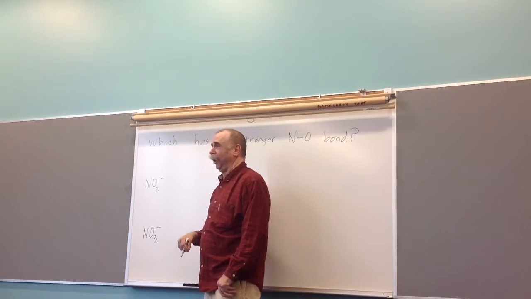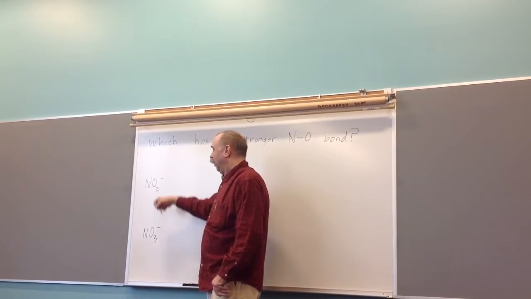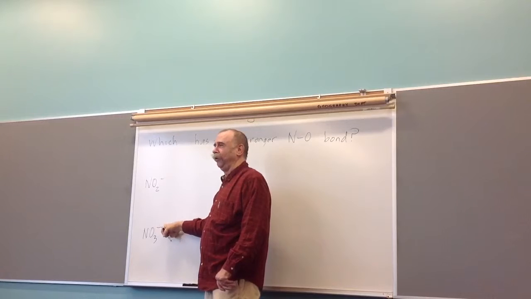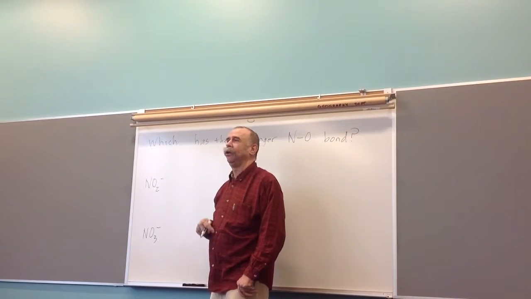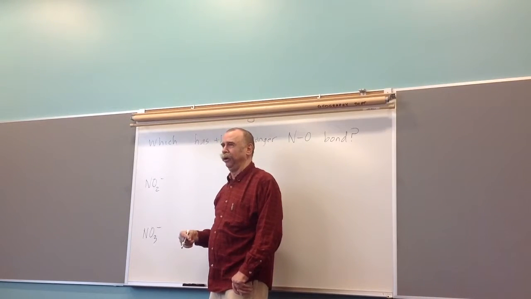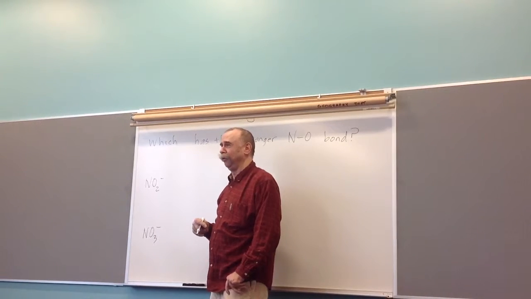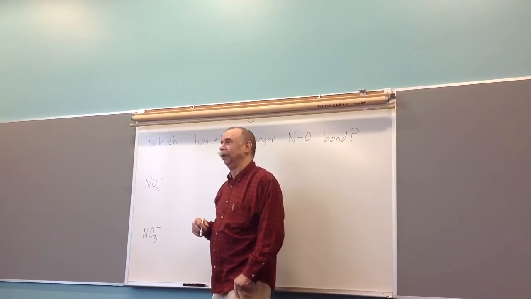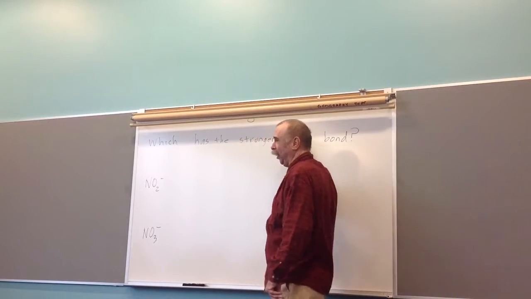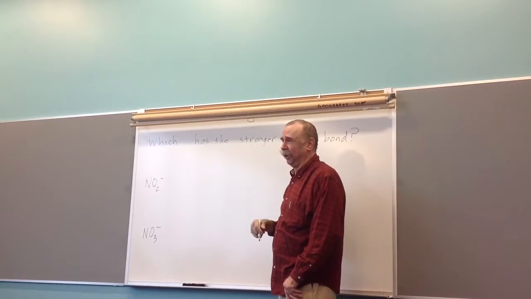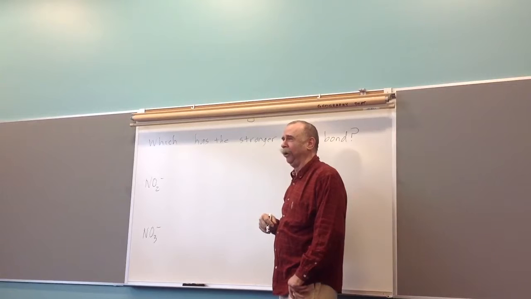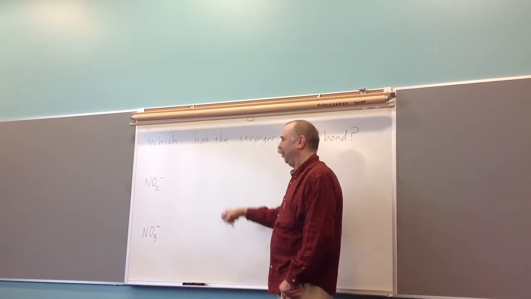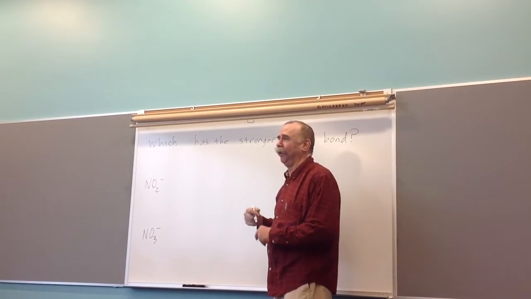Which has the stronger nitrogen to oxygen bond, nitrite or nitrate? Could that be related to bond order? The higher the bond order, the stronger the bond is going to be. I could have asked, which has the higher bond order, but it's the same question as which has the stronger bond. Are you going to have to go through and do a couple of resonance structures?